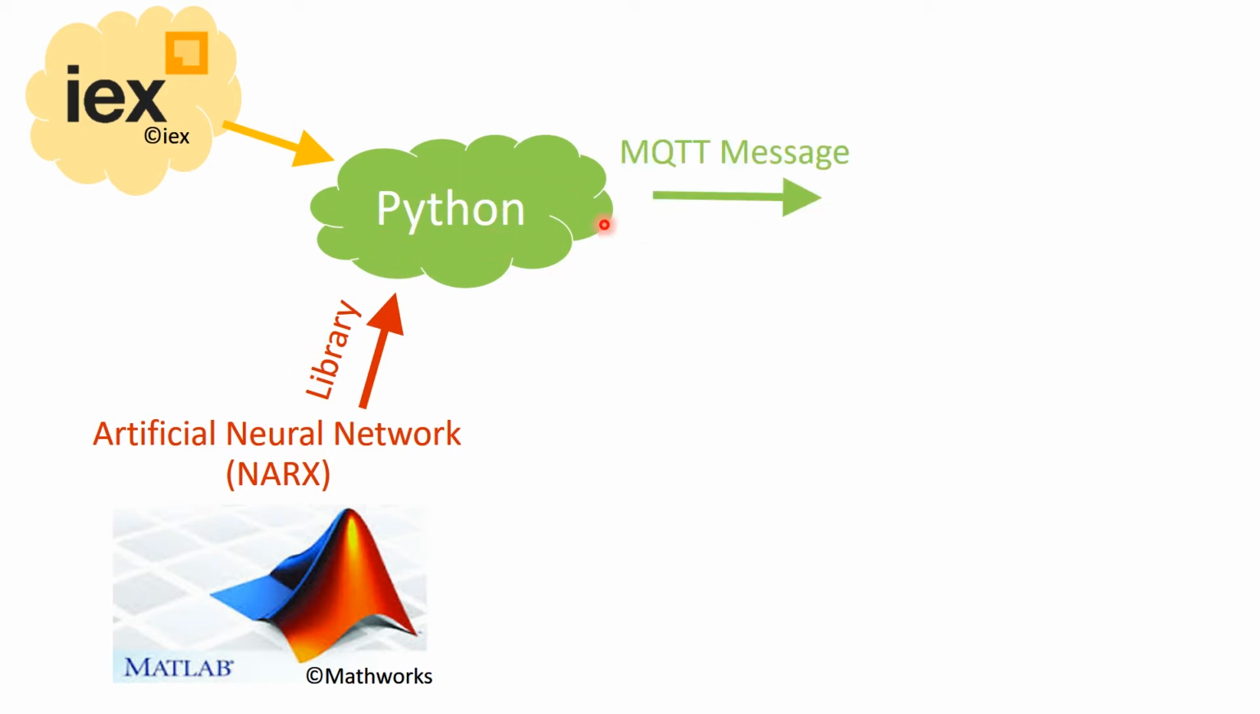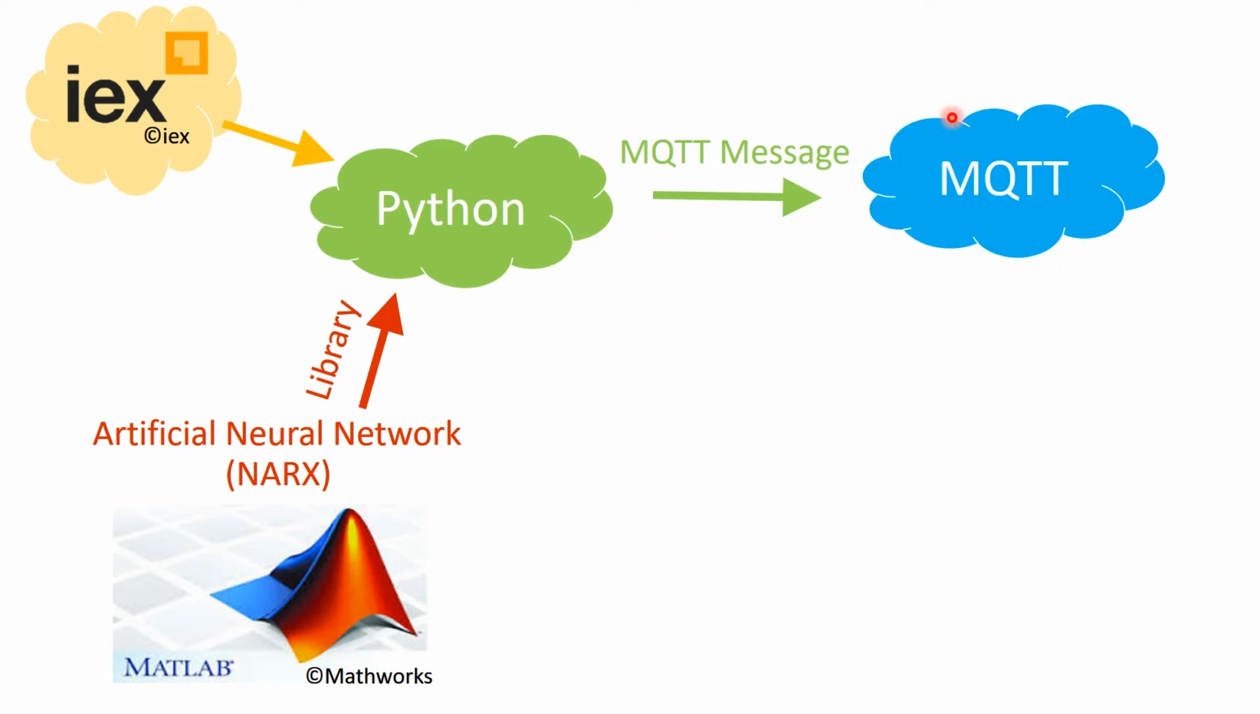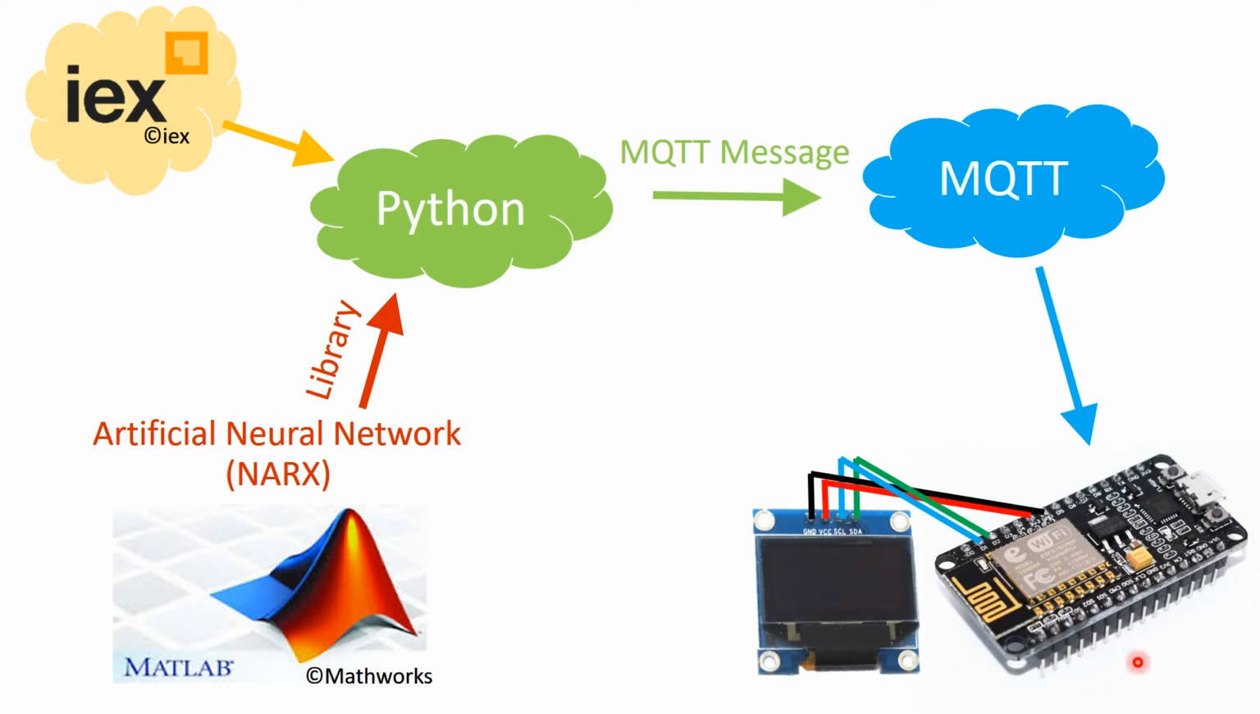It uses this library to predict what's going to be the future stock price, then sends that MQTT message to the MQTT broker, and we love our ESP8266, so all we have to do is subscribe to the topics that this publishes to and then display it on a display.